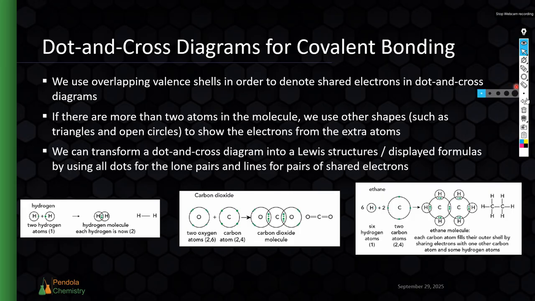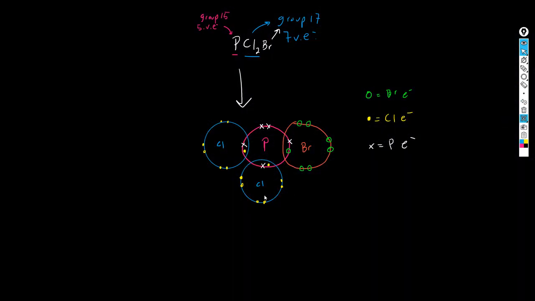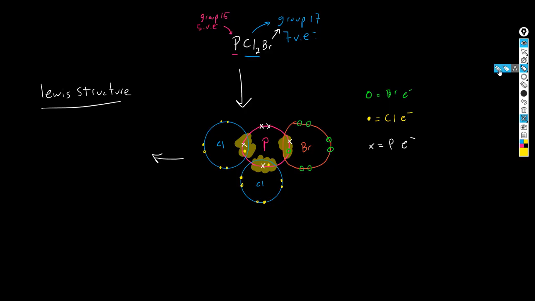Oh, actually, before we go back to the PowerPoint, one last thing that you should be able to do as well is to turn this into a Lewis structure. In order to turn this into a Lewis structure, all I'm going to do is turn all of these bonded electrons, all of these overlapped electrons, I'll highlight them here, 1, 2, 3. I'm going to turn these overlapped electrons into lines. So I'm going to still have my phosphorus at the center.